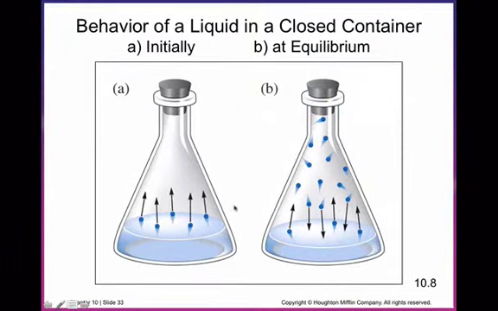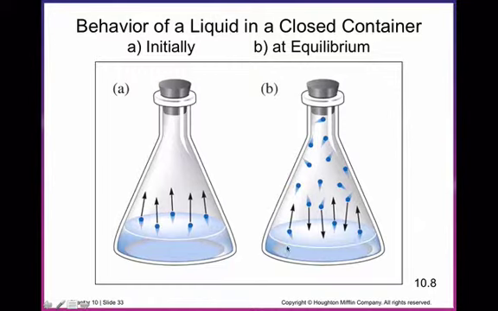Liquids: the behavior of a liquid in a closed container. I have this flask here, and let's say I just filled it with water. When I initially stopper the flask and close it off to the outside, what I would see is that the liquid level would go down, because initially there's really just evaporation. So the liquid level will go down because there's a lot of evaporation going on. Eventually, though, the liquid level stops dropping and stays the same.